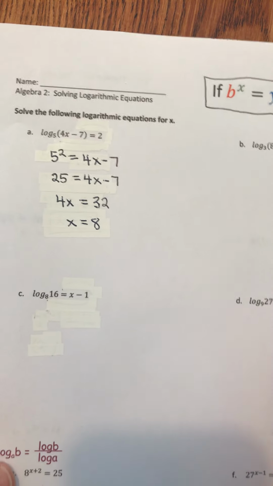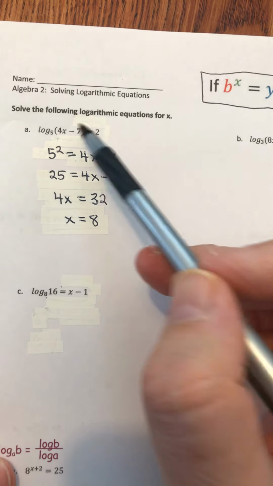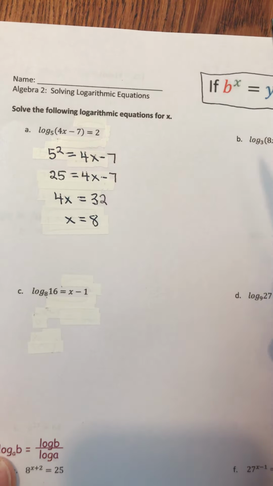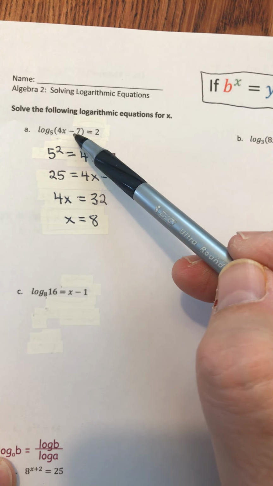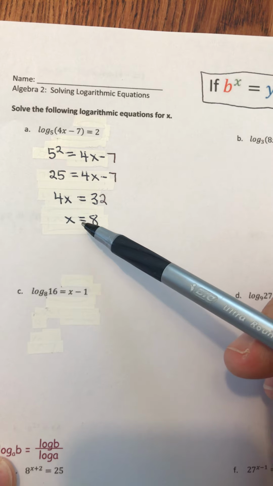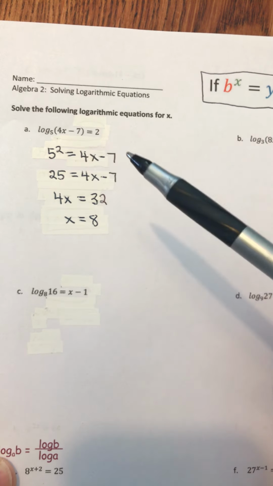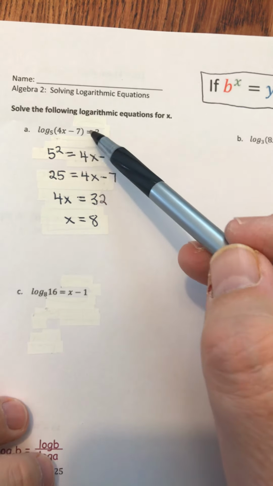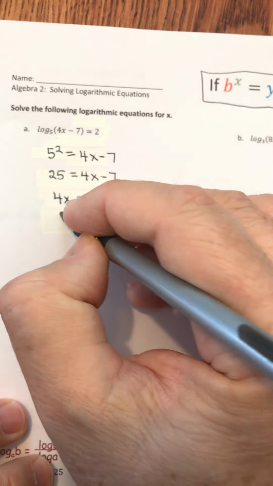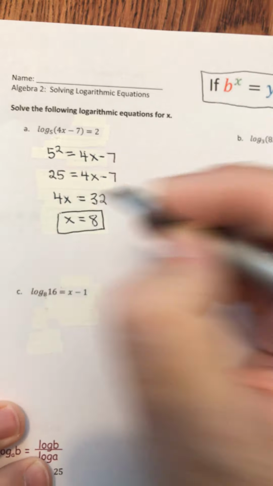Now, the other day I mentioned you can never take the log or natural log, no matter what base it is. You can't take the log of a negative or 0. So if this causes you to get a negative or 0 in here, then it's not a solution. The 4 times 8 is 32, minus 7 is not negative, it's not 0, so this answer is perfect.